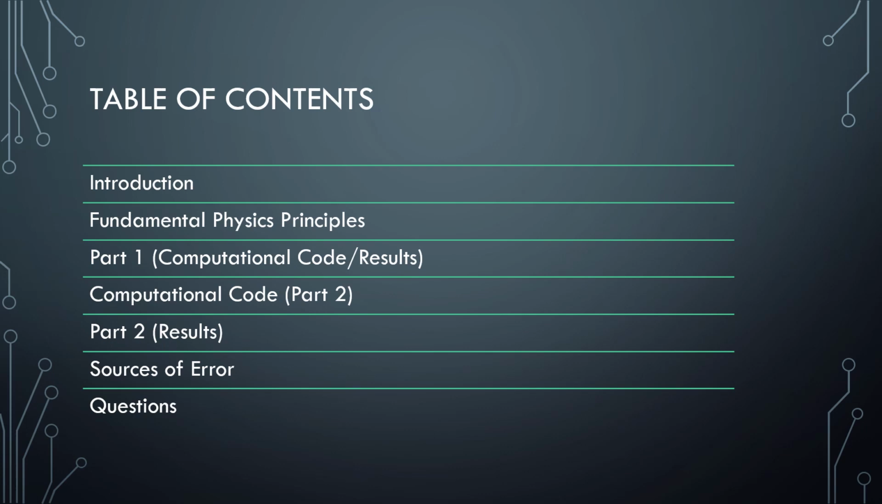For this lab, I'll go over the table of contents. I'll begin with an introduction, then I'll move on to explaining the fundamental physics principles that apply in this lab. Then I will move on to part 1, which will have the computational code and the results. Then I'll move on to part 2, which has the computational code, and then show the results of part 2. Then explain any sources of error I got, and then the questions at the end.